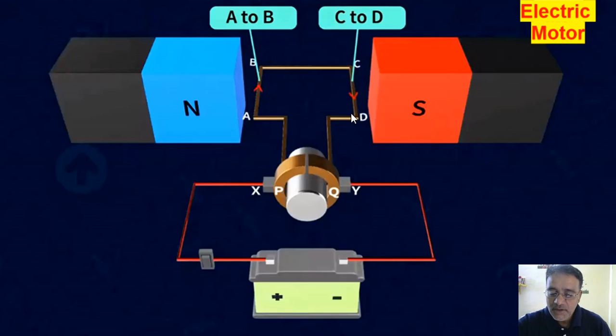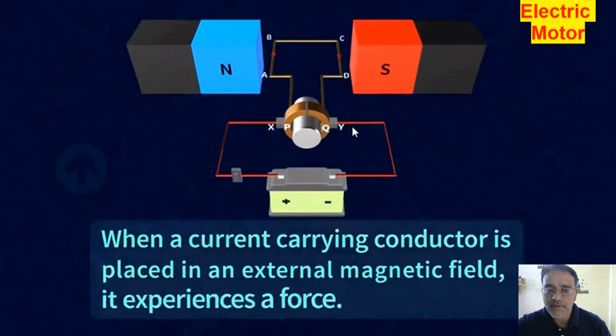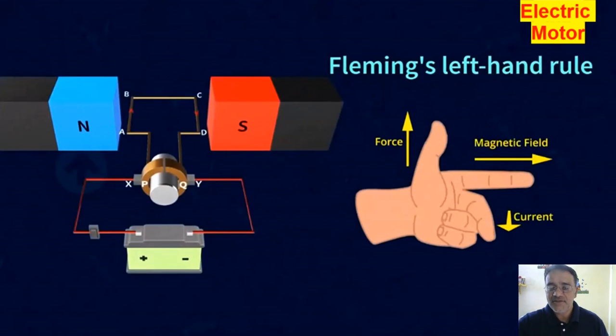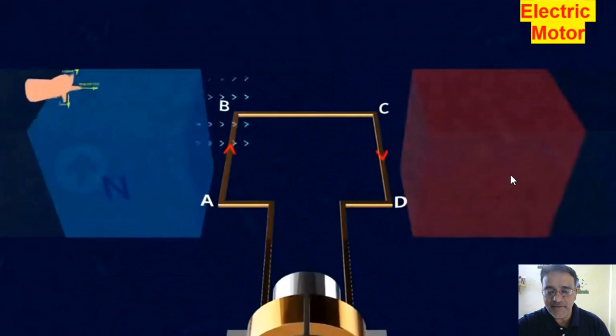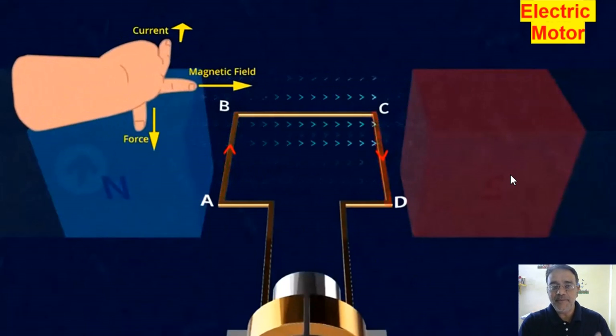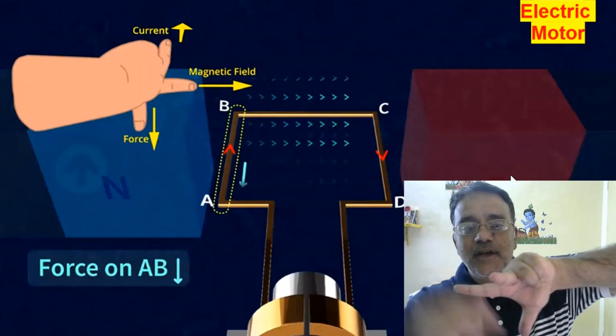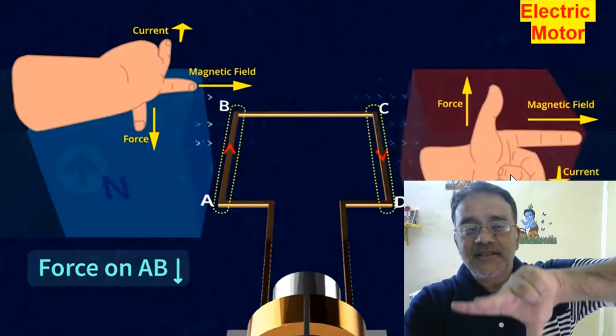Now the direction of magnetic field, as I just told, will be from north to south, and by applying Fleming's left hand rule we can find the direction of force. When a current carrying conductor is placed in a magnetic field, it experiences a force, and to find the direction of force we use Fleming's left hand rule. So this is the direction of magnetic field, we will keep our hand like that. This is the direction of magnetic field and this is the direction of current, and the direction of the thumb, the force, is downward.